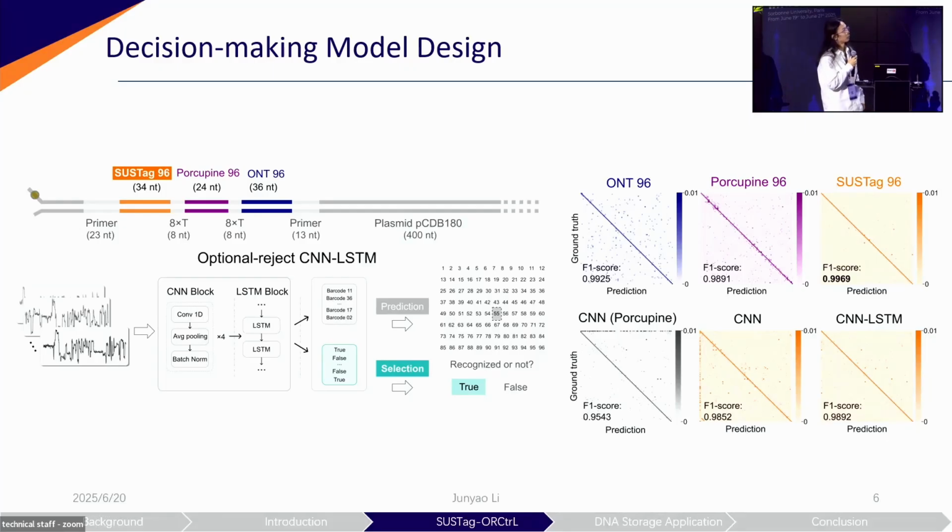As for the results, we can see our SUSTag cooperated with the ORC model achieved an impressive weighted F1 score of 99.69%, outperforming other tag designs and other deep learning architectures.